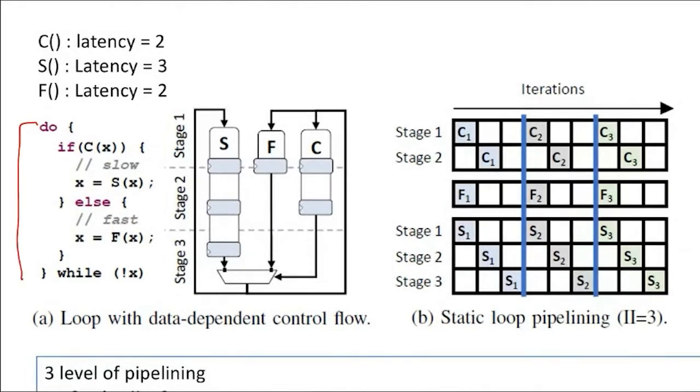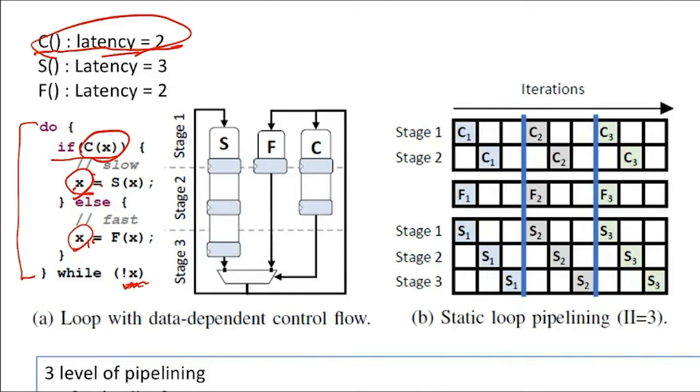Okay, this is a loop. The loop decision exit condition is on X. But how do you determine the X? It depends on the previous X, and there is a C function. The C function actually determines the latency. It will decide which value X will be.